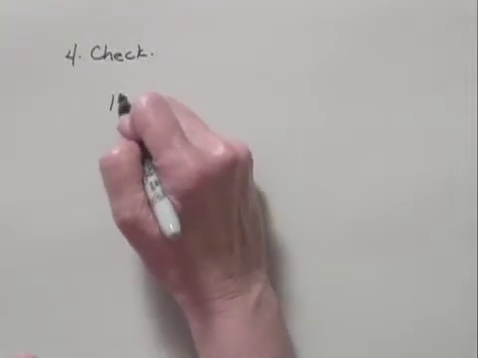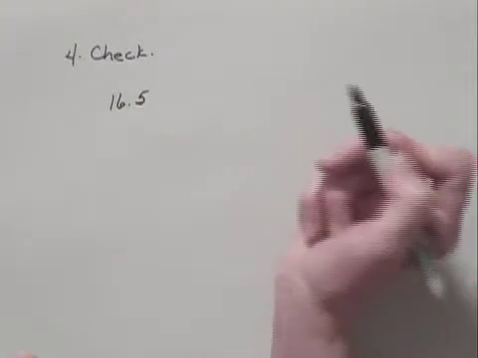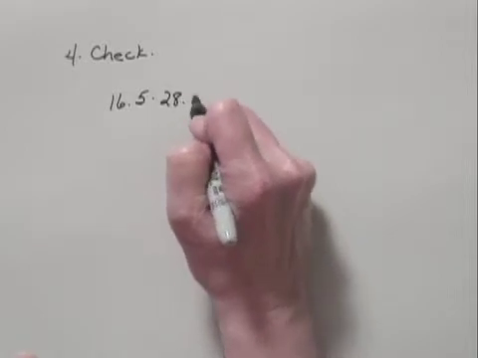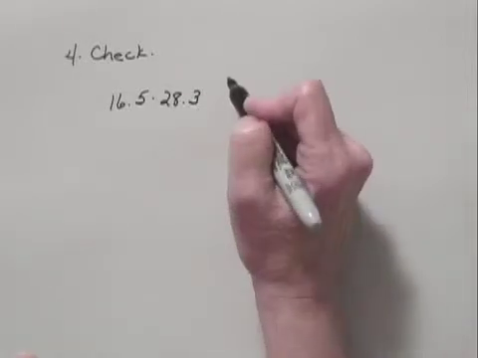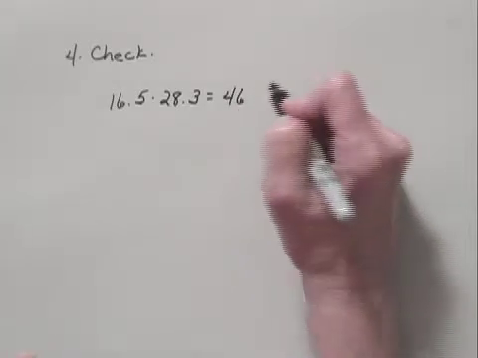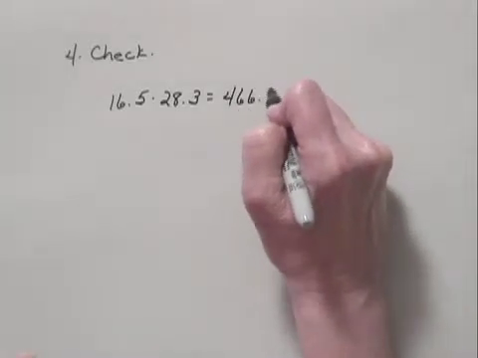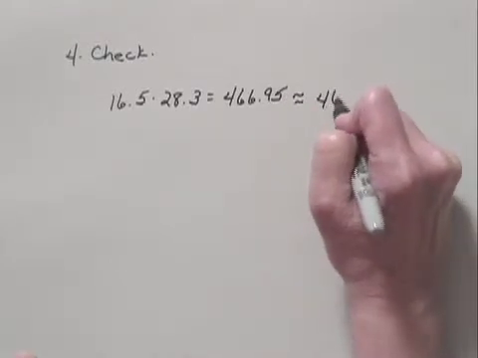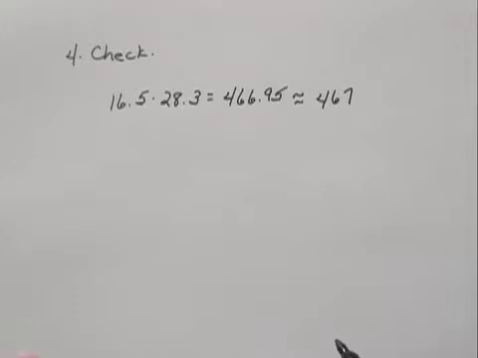First, we can multiply the number of miles per gallon by the number of gallons. 16.5 gallons times 28.3 miles per gallon. This would give us the number of miles driven. And when we do that multiplication, we get 466.95, which is approximately equal to the 467 miles that we computed that were driven.